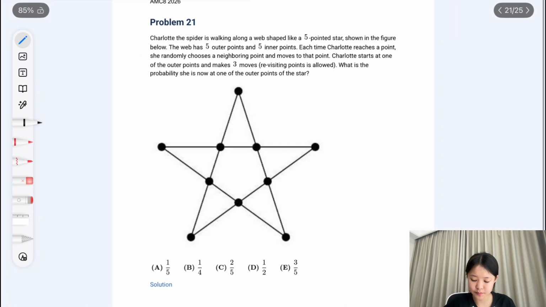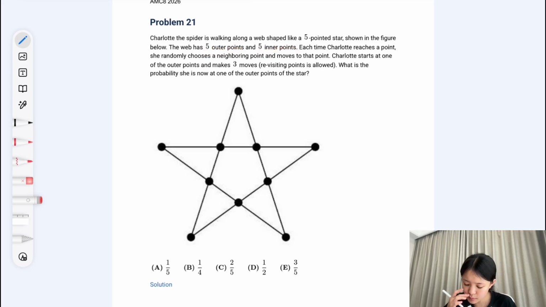So question 21. Charlotte the spider is walking along a web shaped like a 5-pointed star, shown in the figure below. The web has 5 outer points and 5 inner points. Each time Charlotte reaches a point, she randomly chooses a neighboring point and moves to that point. Charlotte starts at one of the outer points and makes 3 moves. Revisiting points is allowed, which is important. What is the probability that she is at one of the outer points of the star when she finishes all her moves?